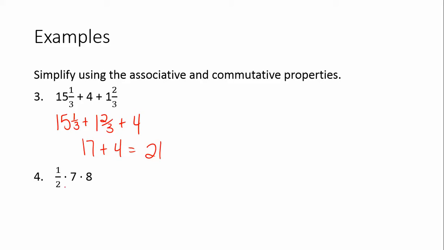In the bottom example, 7 isn't divisible by 2, or if you multiply 7 times 1/2, you get 3 1/2. It's much harder to multiply that times the 8. So if we use the commutative property, 1/2 times 8 times 7, we can cross cancel here. And we end up with 1 times 4 times 7, or 28.